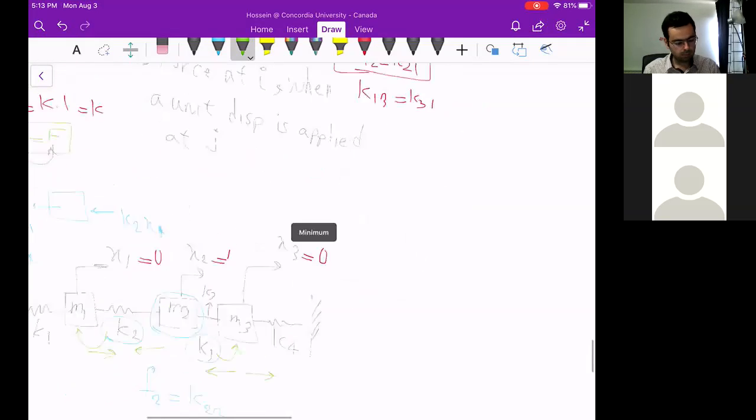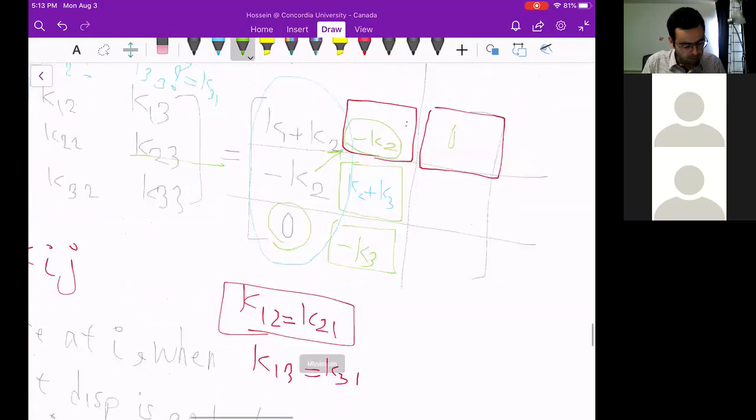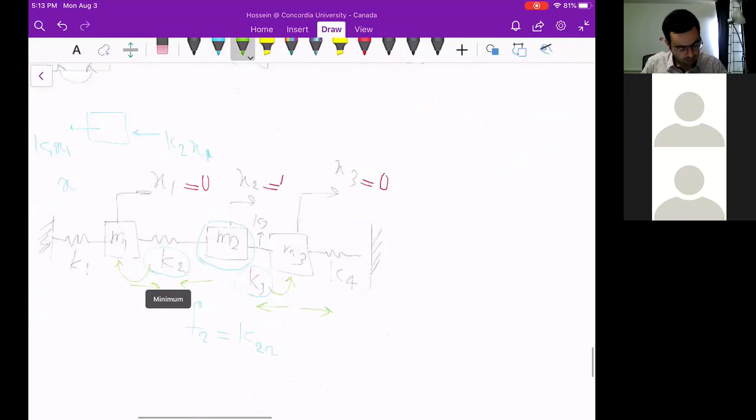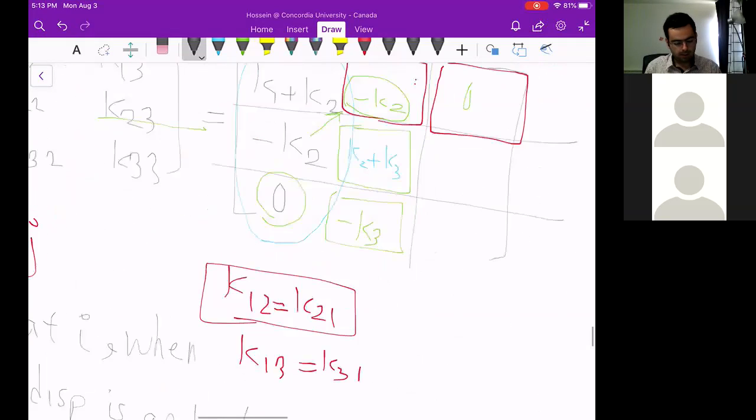So minus K2 applied to the mass 1 is already obtained, and minus K3 applied to the mass 3. There's an action, and there's a reaction force. This leads us to make sure X3 is 0. This is the technique, this is how we fill out the stiffness matrix.